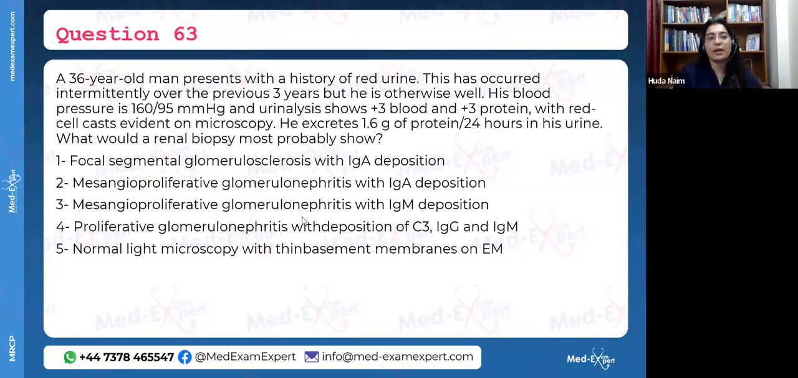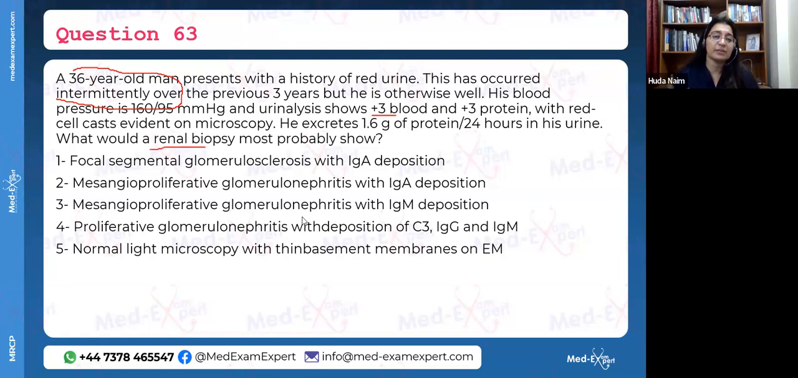A 36-year-old man presents with history of red urine. This has occurred intermittently over the past 3 years. Okay, this is not continuous, this is intermittent. But he's otherwise well. His blood pressure is 160/95. Urine analysis shows +3 blood and +3 protein with red cell casts evident on microscopy. He excretes 1.6 grams of protein in 24 hours. What would the renal biopsy show?